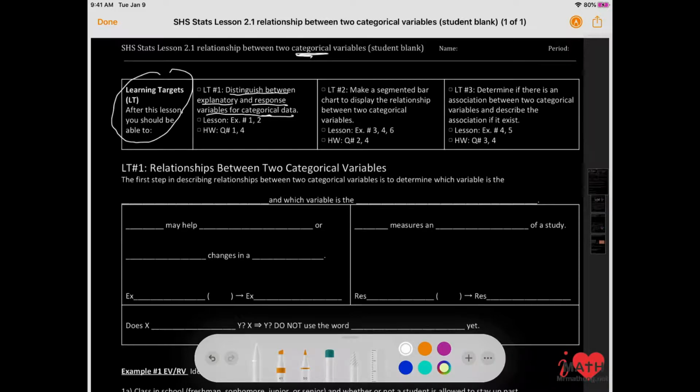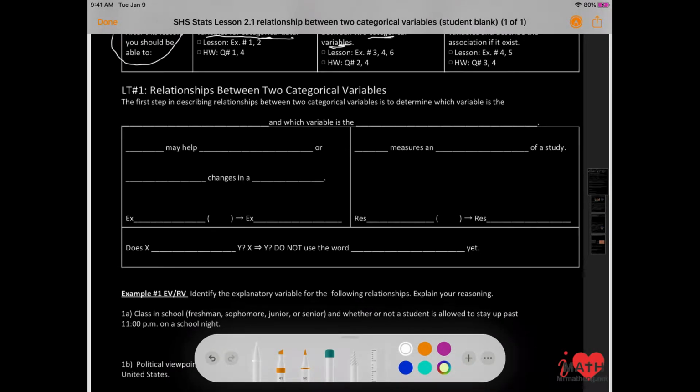They're just words. Learning target number 2, we're going to make these segmented bar charts, or just basically stacked bar graphs, between two categorical variables. So we're not crunching any numbers, we're just kind of organizing the data. And learning target number 3, determine if there's any association. That's the big word right there, association.